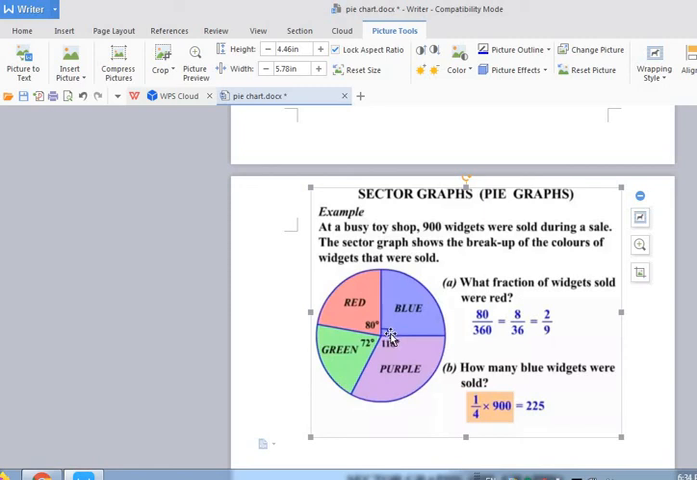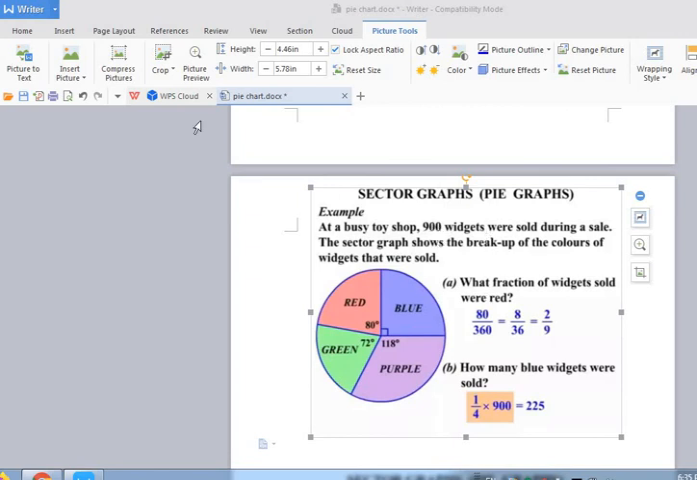Do you know that the whole circle is 360? So half of the circle is 180. So a quarter of the circle will be 90 degrees. So here he needs me to find the blue. So a quarter times 900 will give me 225. From where did I get 900? Don't forget this one, 900 widgets.